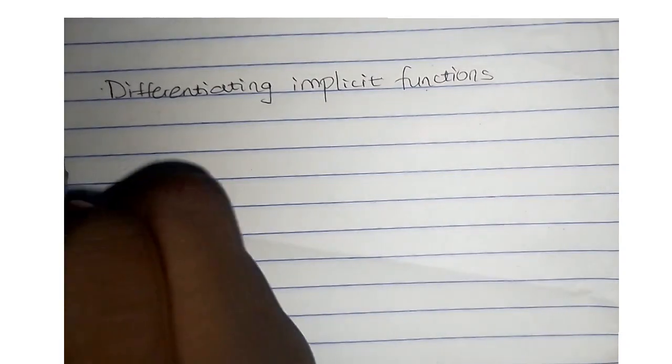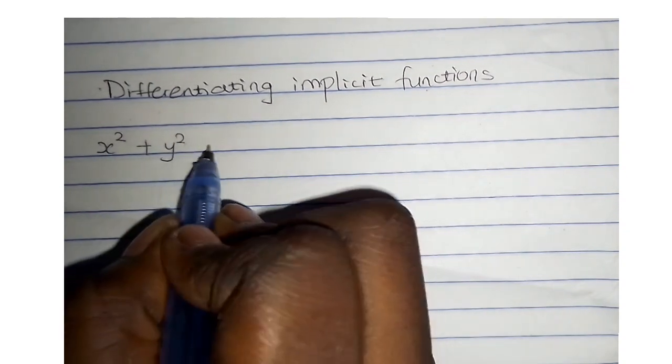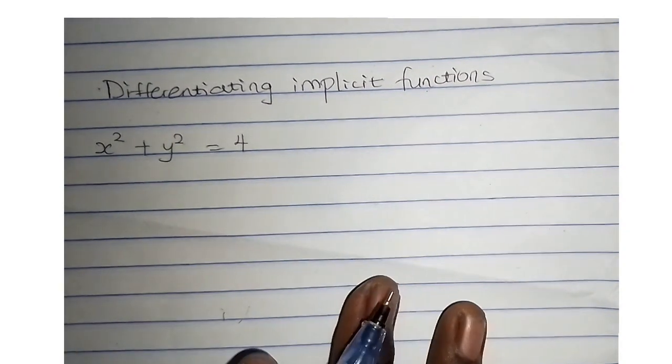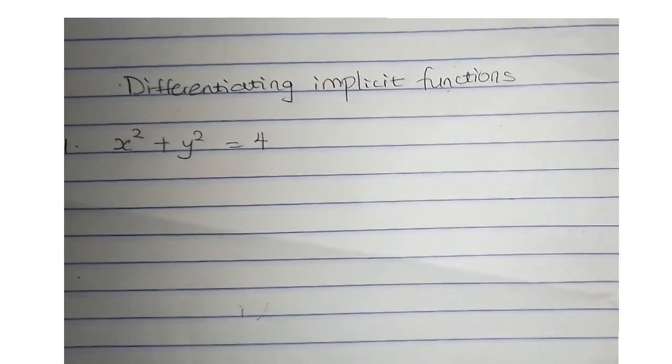In this video we are going to talk about differentiating implicit functions. So we have an example here, which is x squared plus y squared is equal to 4. Now differentiating this, we're going to differentiate x with respect to x and y with respect to x. And when differentiating y with respect to x, after differentiating, you are going to have dy/dx. So let's look into this function.